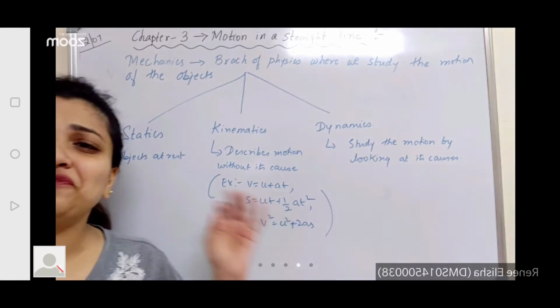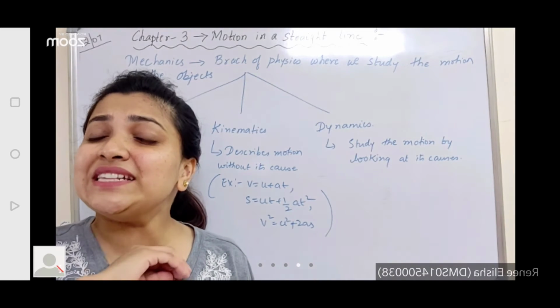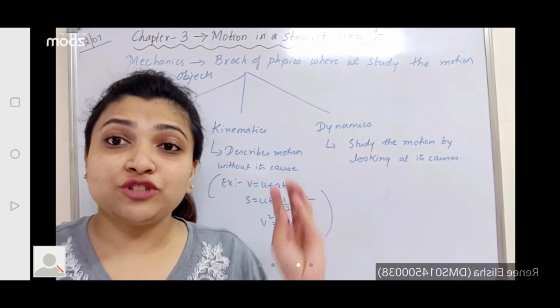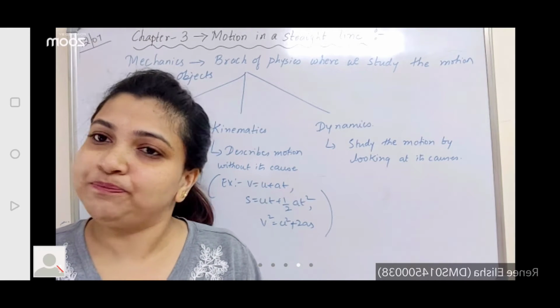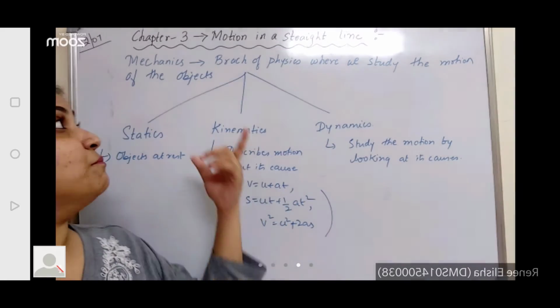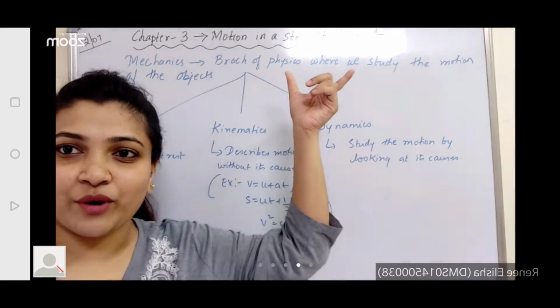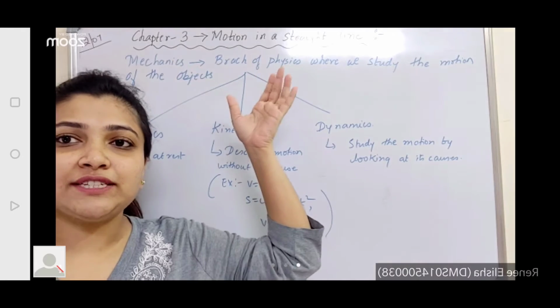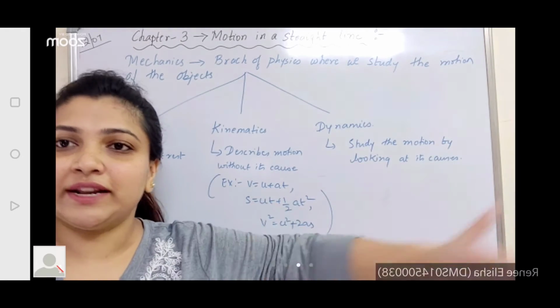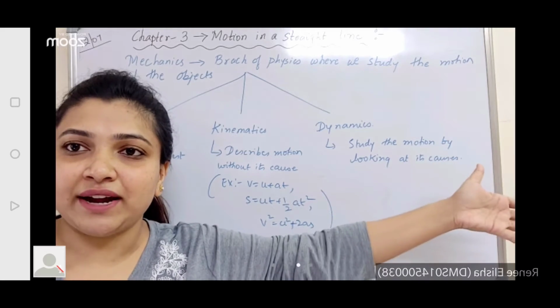So this is a very interesting chapter, one of the easiest chapters in physics. Very, very easy, just try to understand the concepts. So let's start. Now when I'm talking about motion in a straight line, this is the third chapter in physics. Now what do you mean by straight line? You all know the line, in a rectilinear path, you call it a straight line, right?